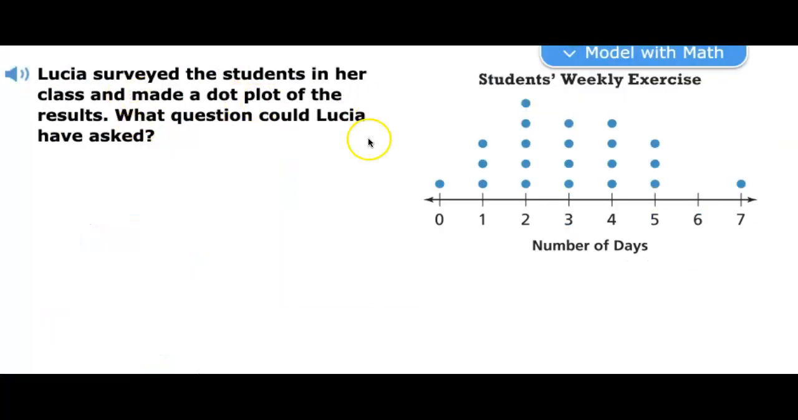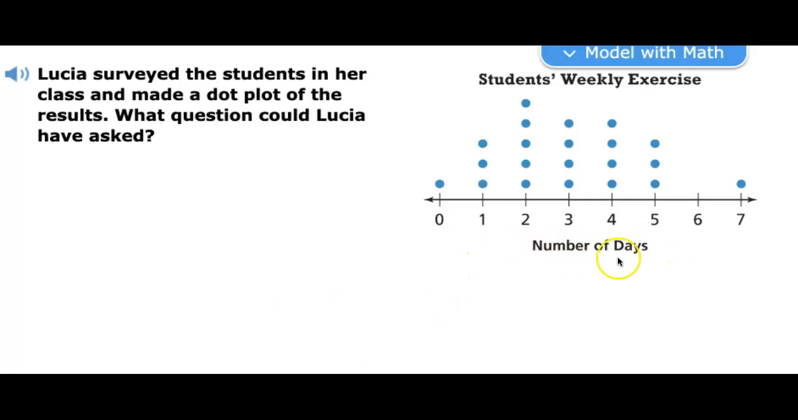Lucia surveyed the students in her class and made a dot plot. Did you guys learn dot plots already in elementary school? I know what a dot plot is. I recognize this. A dot plot is like a tally. You don't really learn it.